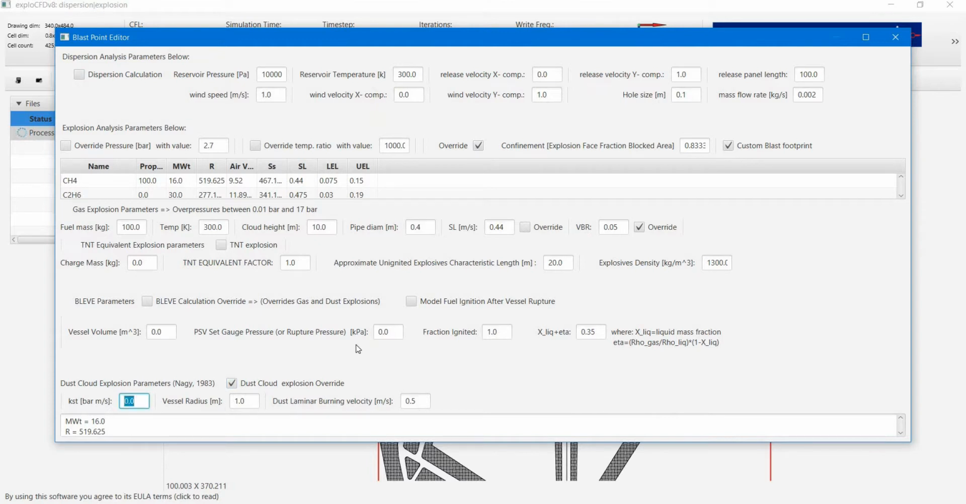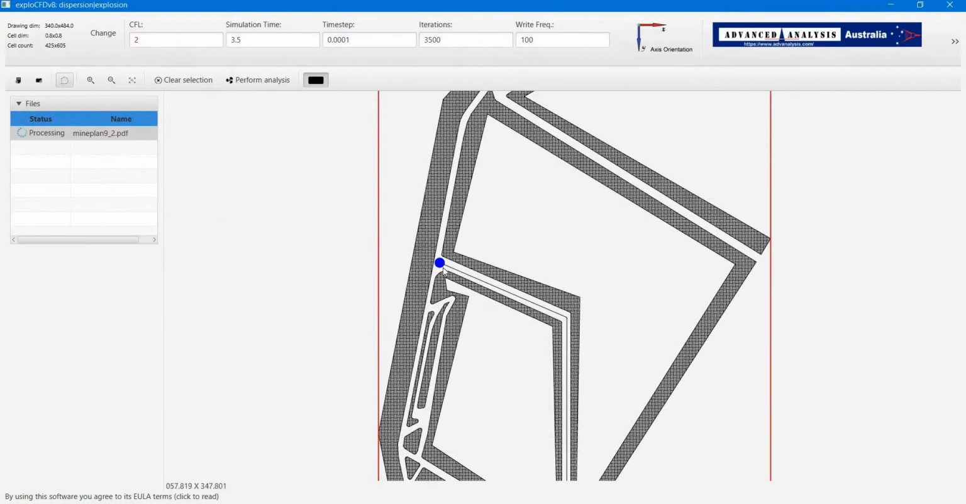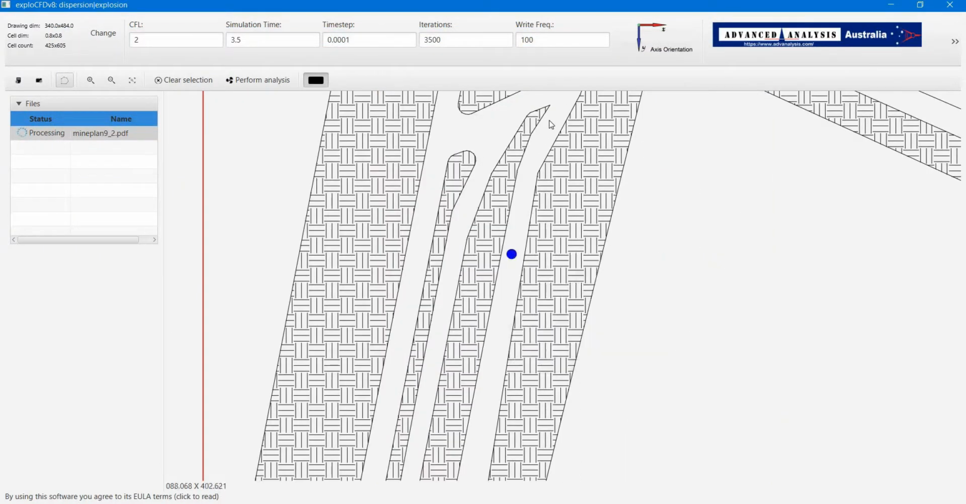The KST for coal dust we're going to take to be about 85. The radius is 10 meters, obviously, and the dust laminar velocity, well, that's close enough. So go custom gas cloud here. So that's how easy it is to set up a dust explosion.